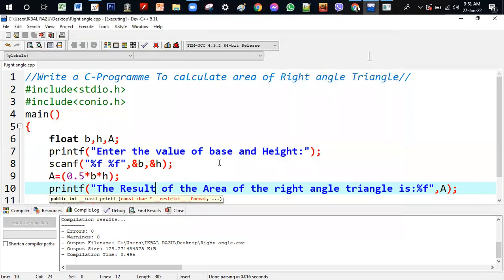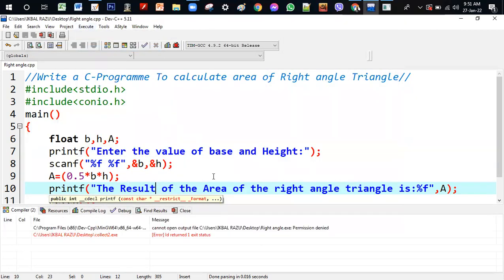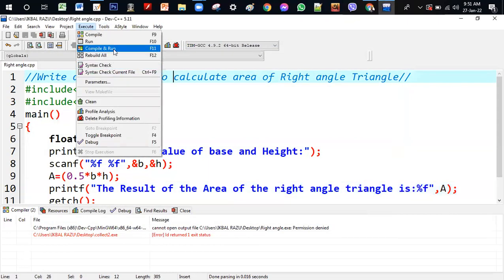I have already discussed the total number of digits for floating type variable. Also, you can input an even number or odd number, then execute, compile, and run.